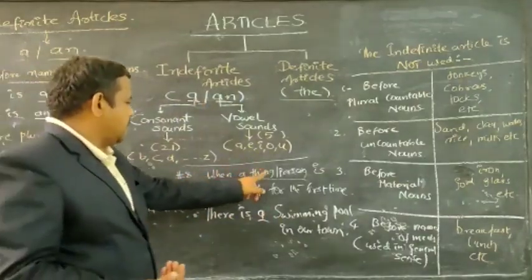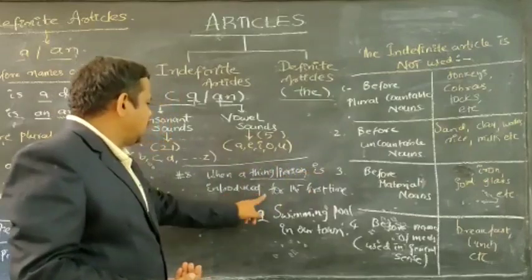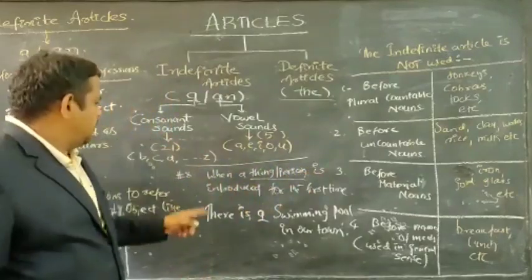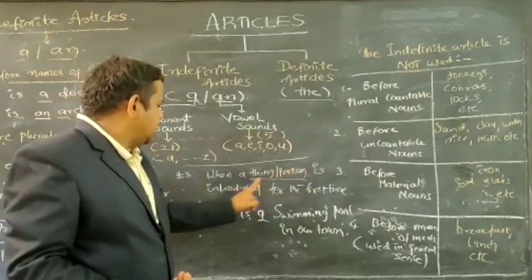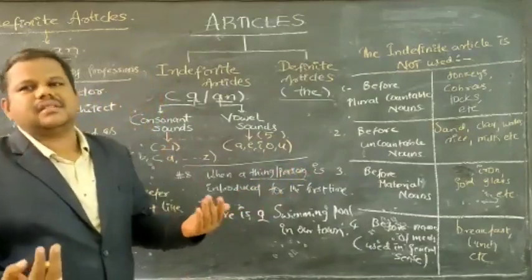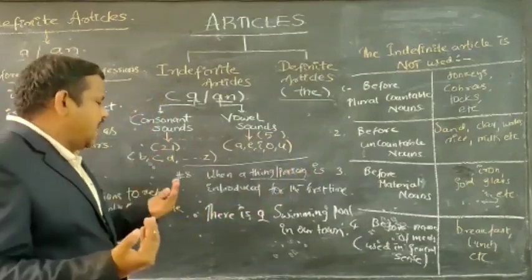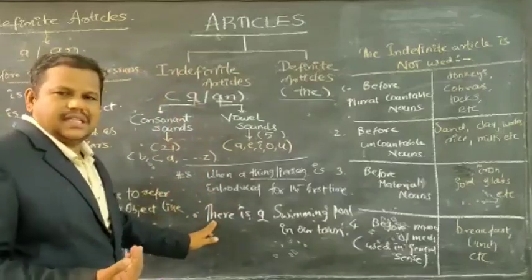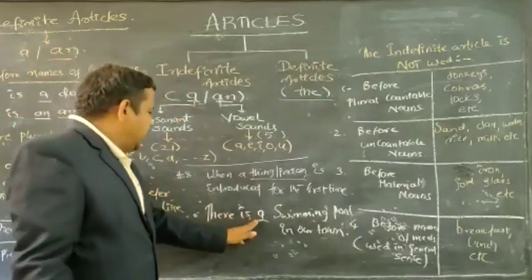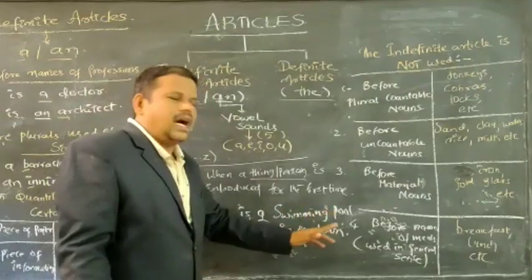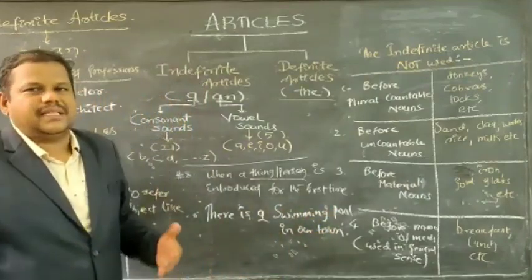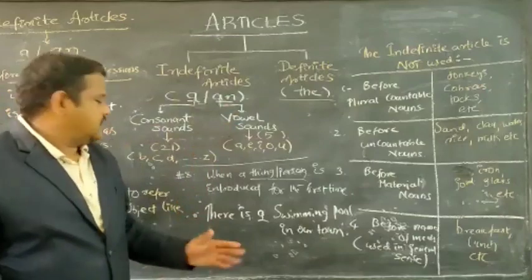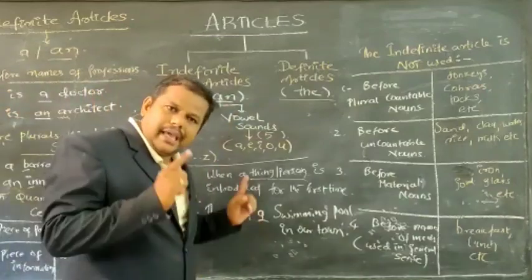So there is another, more important rule: when a thing or person is introduced for the first time, we are going to use indefinite articles again. See one example so you understand now: There is a swimming pool in a town. We are going to talk about it. There is one swimming pool. So we are going to use A.